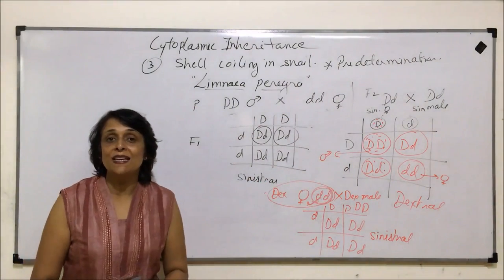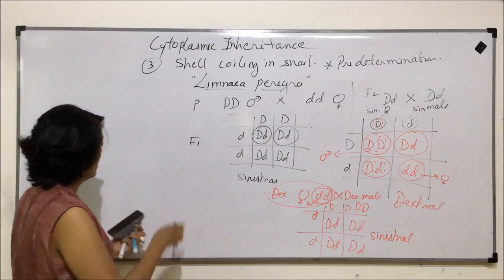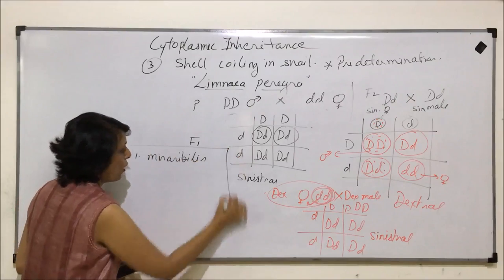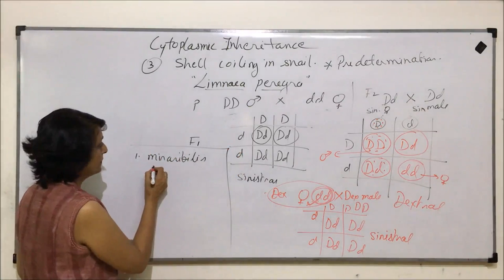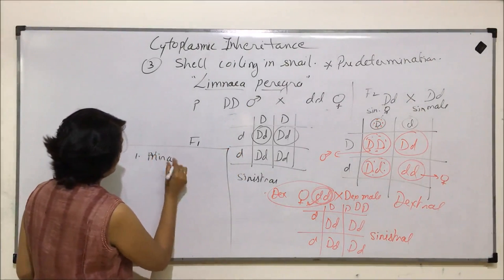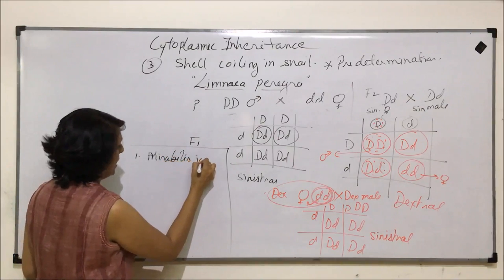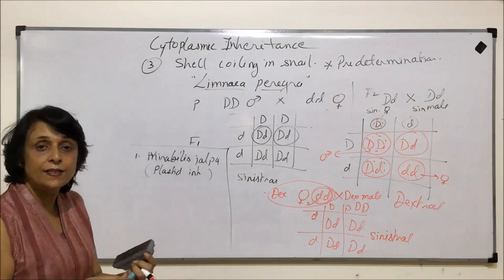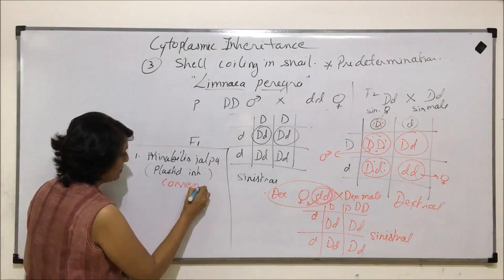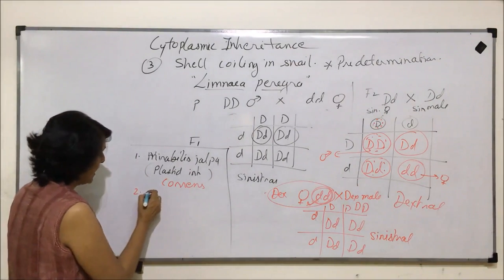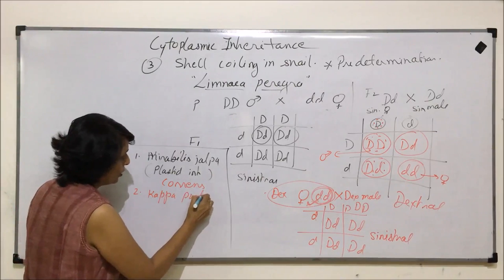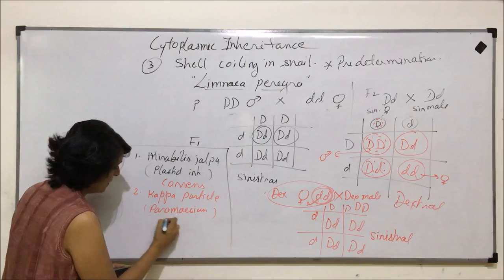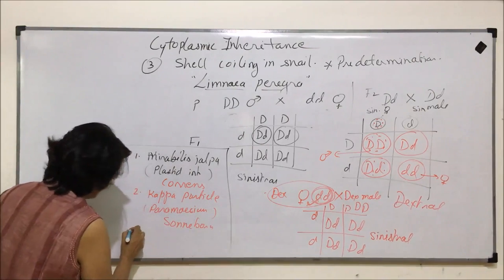So, in cytoplasmic inheritance, we took examples. The first one was of Mirabilis jalapa. In Mirabilis, we talked of plastid inheritance, and this inheritance was explained by Correns. The second which we took was inheritance of kappa particles. That was in Paramecium, and this was given by Sonneborn.